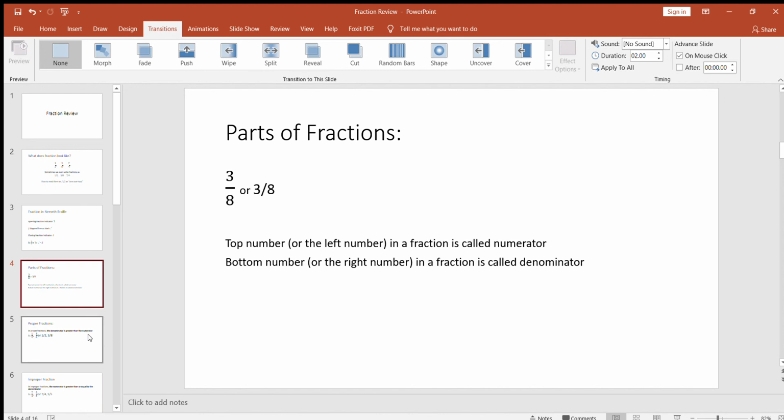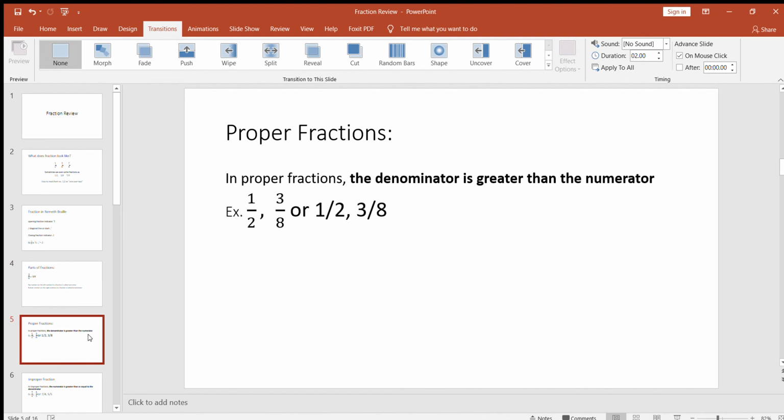Moving on, so we learned about parts of a fraction. Now let's talk about types of fractions. So the first type of fraction is a proper fraction. So what are proper fractions? They're basically fractions where the denominator is greater than the numerator. Again, the bottom number of the fraction will be bigger than the top number. So an example of that is 1 over 2. 2 is bigger than 1, that's why it's a proper fraction. 3 over 8 is also called a proper fraction.